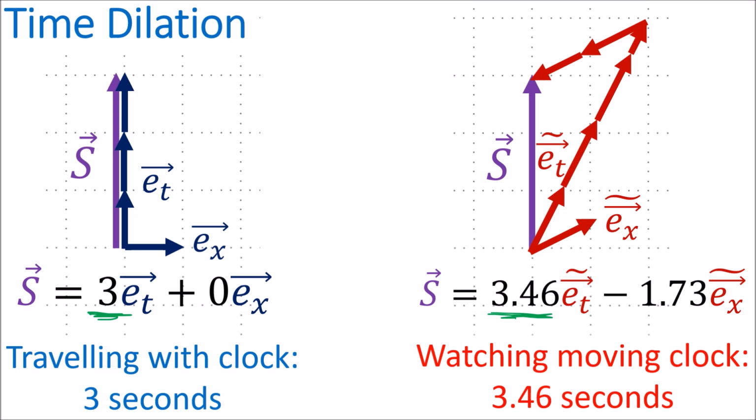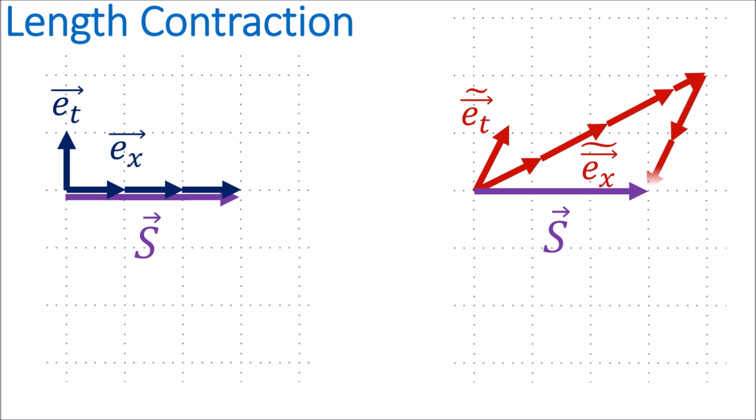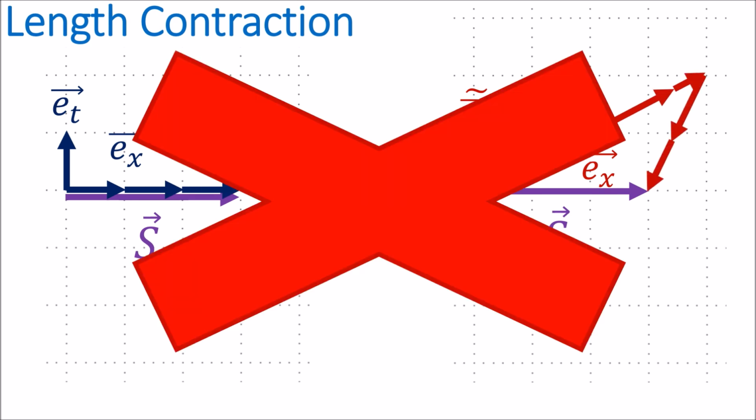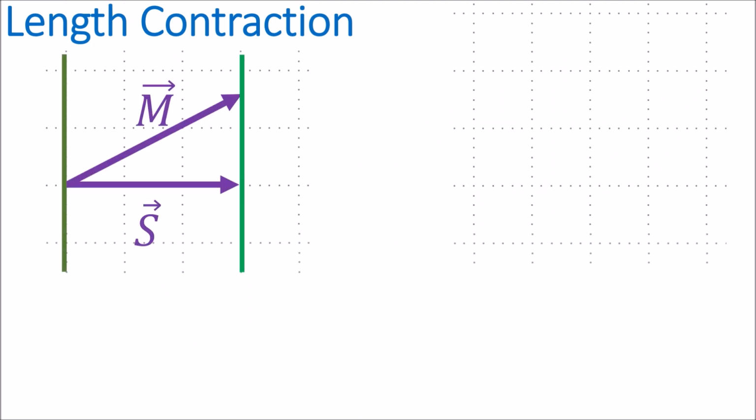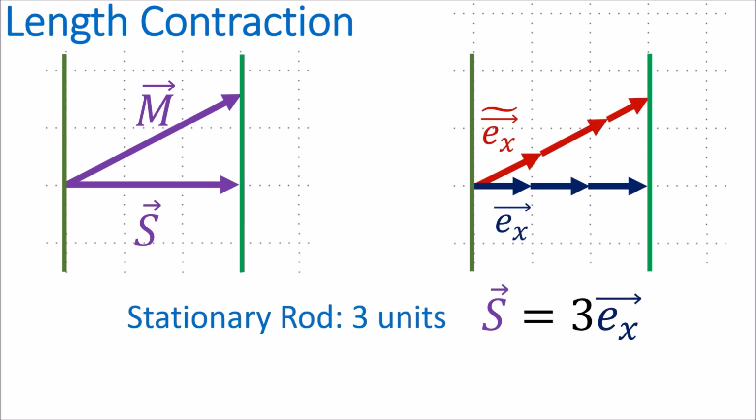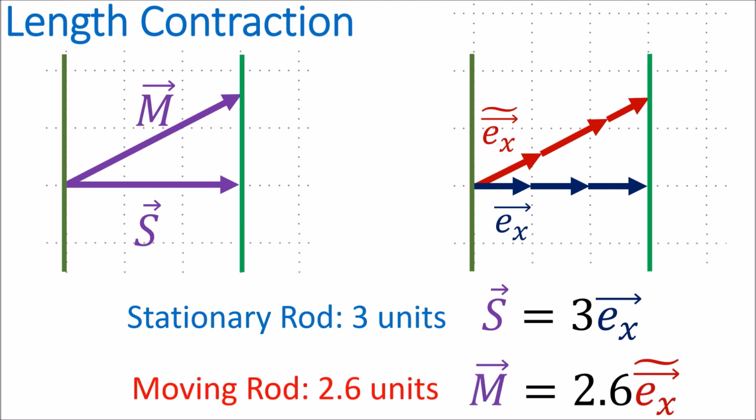Now you might think that since time dilation is just the result of measuring the time component of a spacetime vector in different reference frames, length contraction is just the result of measuring the space component of a spacetime vector in different reference frames. But this is actually not correct. Instead, length contraction is the result of measuring two different spacetime vectors in two different reference frames. Here we can see that the stationary rod is 3 units long, but the moving rod is 2.6 units long, which shows us that moving rods appear short.